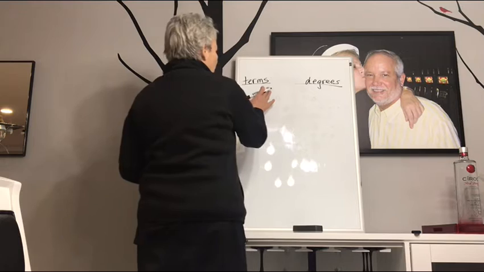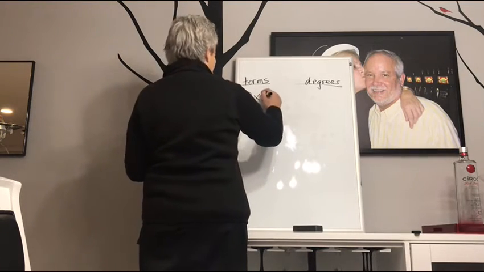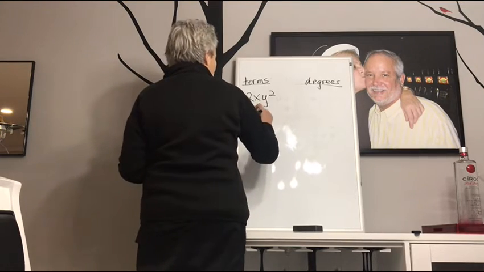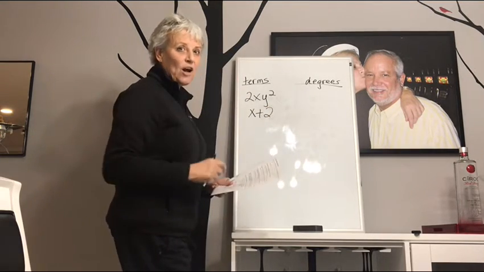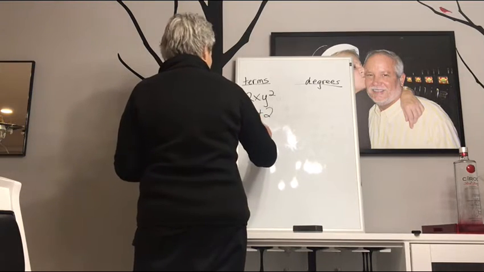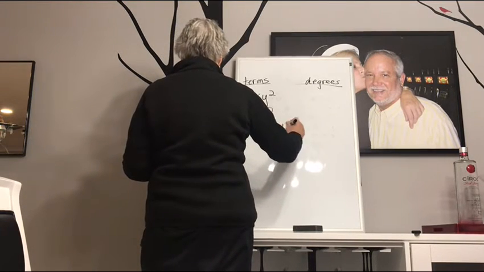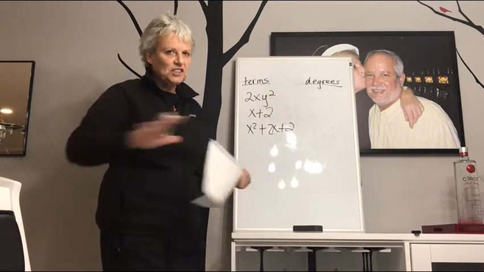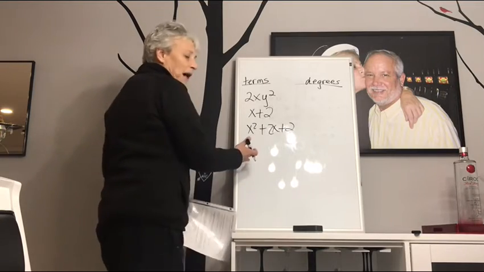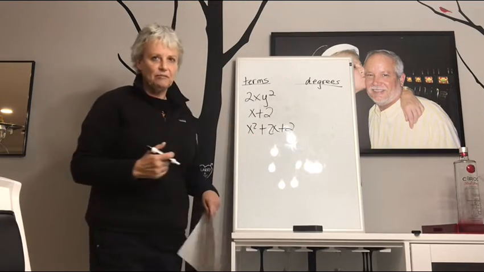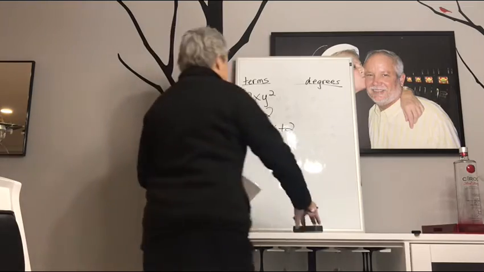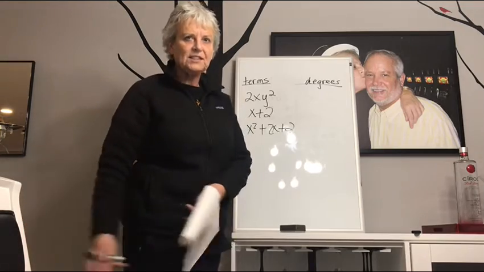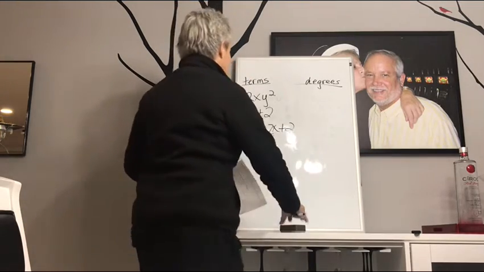All right. So let's just do it in terms. 2xy squared, that's a monomial, one term. X plus 2, that's a binomial, 2 terms. X squared plus 2x plus 2, trinomial. If it has more than 3 terms, we're just going to call it polynomial. These are all polynomials, but there are certain kinds of polynomials. Just like there are all kinds of quadrilaterals, square, rectangle, rhombus, and they're all quadrilaterals.